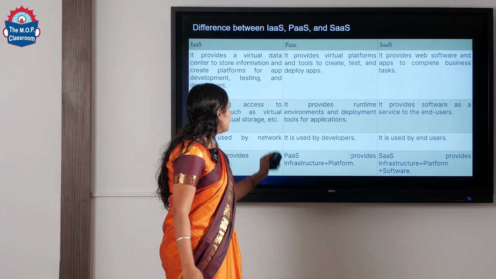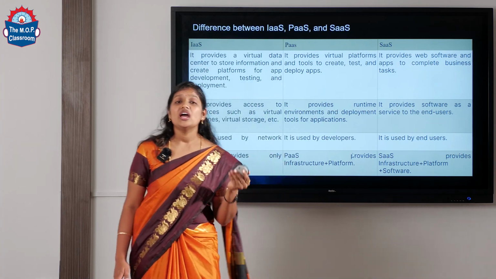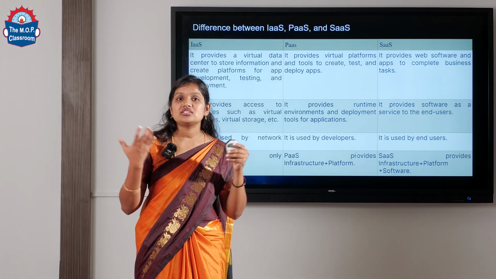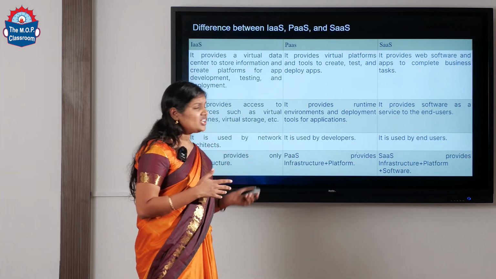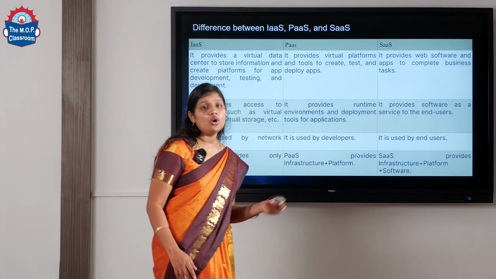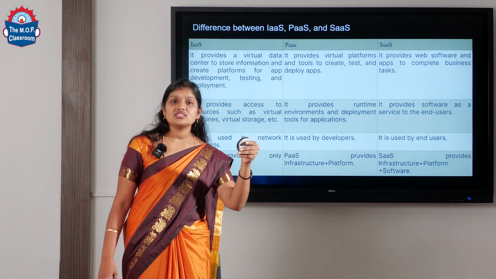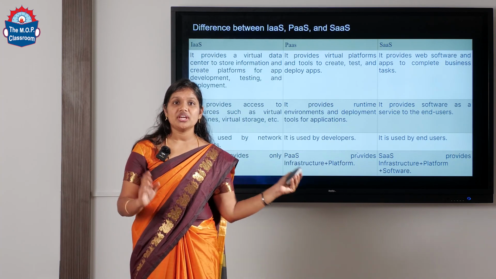And coming back to PaaS, it is used by the developers. Okay, only the creation of the interior work of the software will be taken care of by the users. The rest will be taken care of by PaaS. And then coming back to SaaS, it is for the user who demands the software. Like, this is the software I want. The demanded software will be provided to the end users.